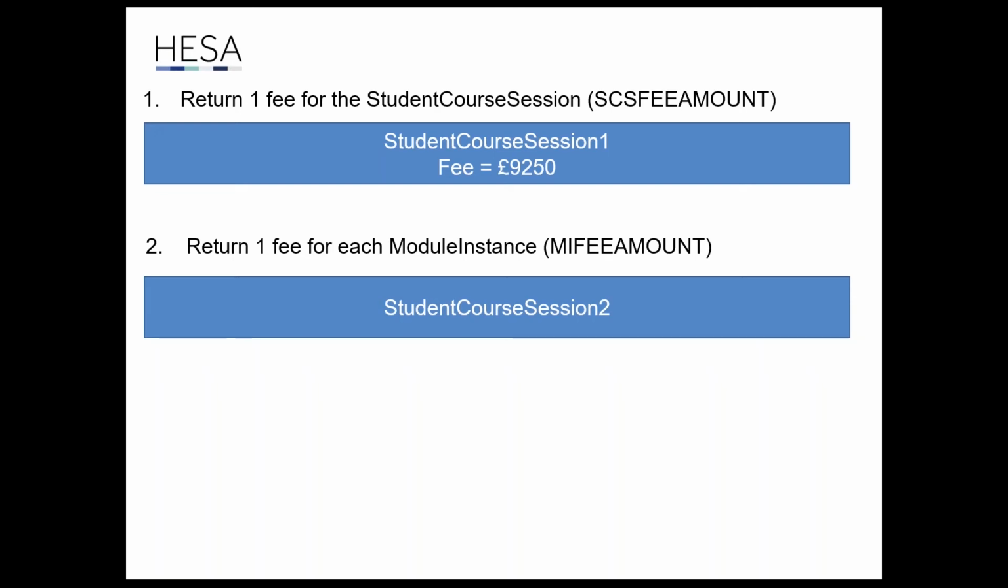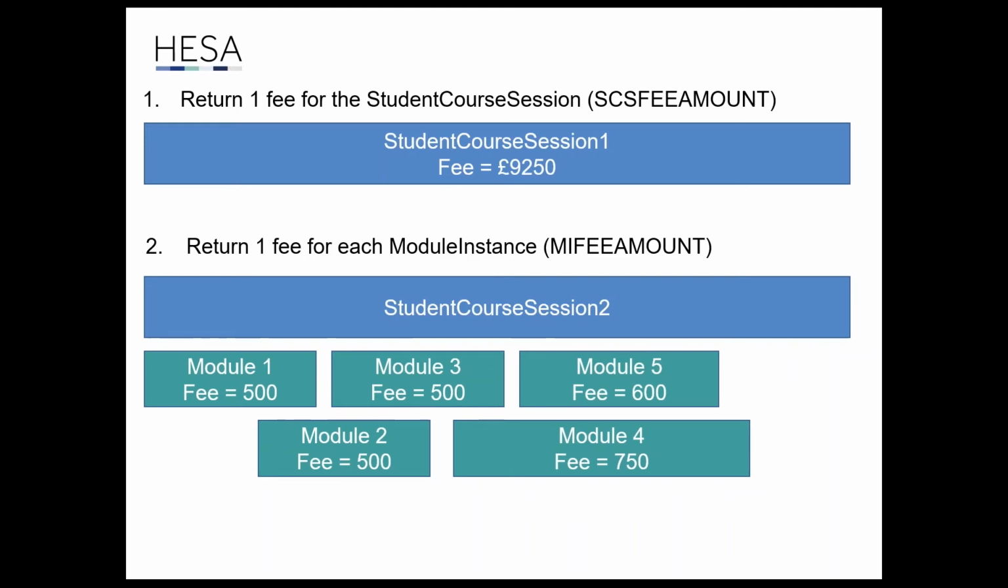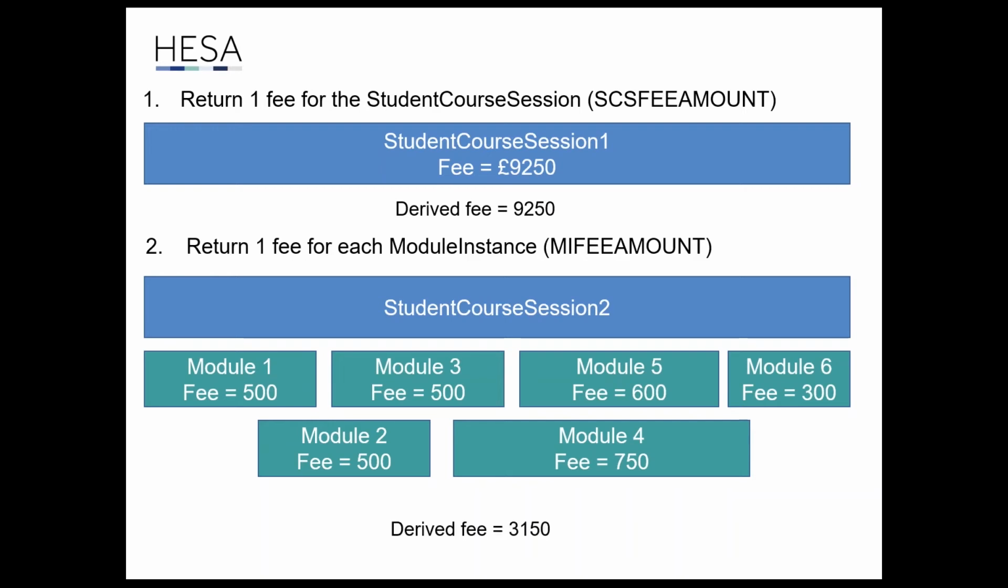So what they do instead is for each module that the student studies, the fee for that module is returned. Module one might have a fee of £500, and then for each module that the student studies during that student course session, the fee is returned to build up that picture of what the student has been charged. We can then add those all together at the end to get the full fee for the student course session. So the full fee for student course session 1 was £9,250, and the full fee for student course session 2, when we add them all together, is £3,150. So in both examples, at the end of the student course session, we will know how much was charged, but it's accounting for the different approaches that different providers might have.